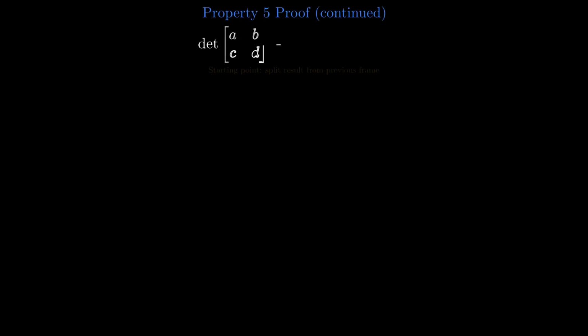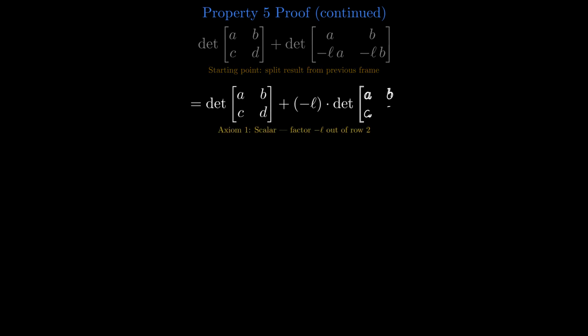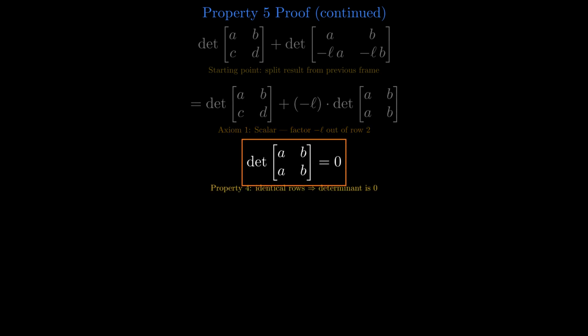Now let's focus on that second determinant. Row 2 is negative L times AB. By the scalar part of axiom 1, we can pull the factor of negative L out of row 2. That gives us negative L times the determinant of the matrix with row 1 AB and row 2 AB. But now look, both rows are identical.